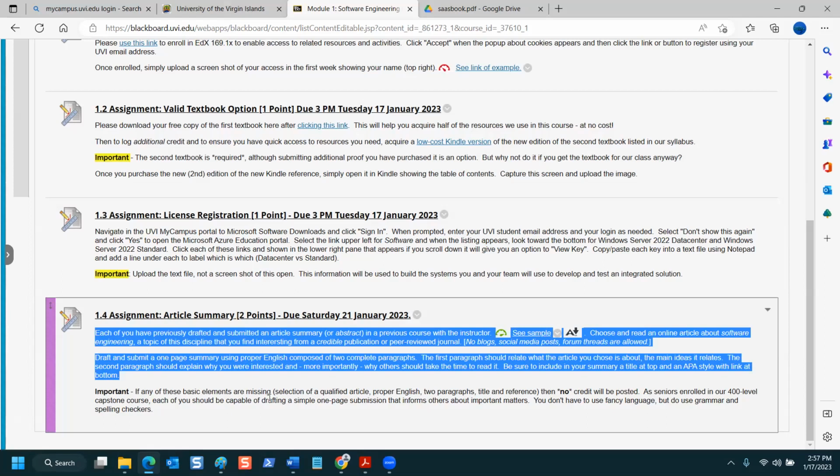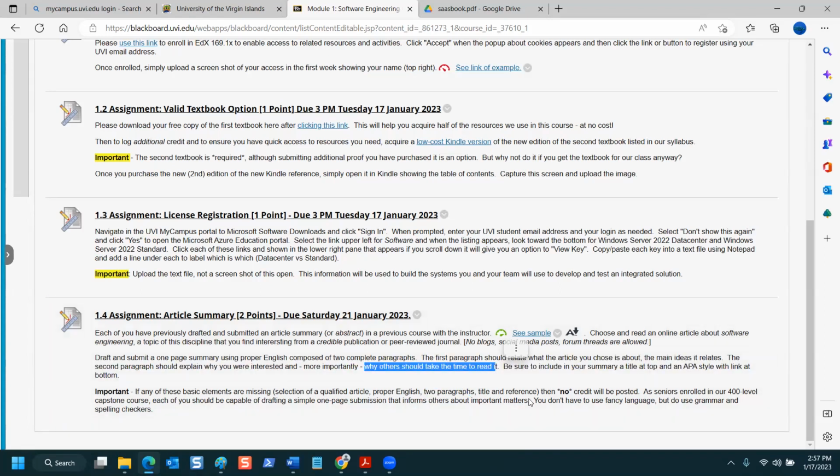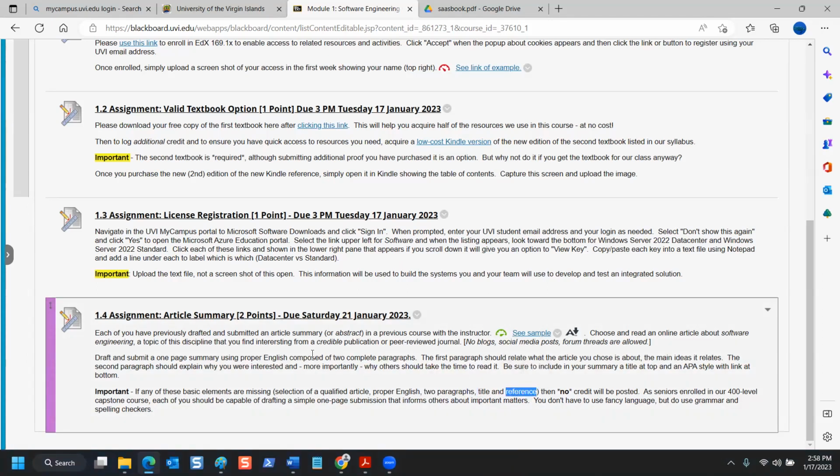There's just 2 paragraphs, and essentially you want to have a qualified article, meaning it's about software engineering. It needs to be written in proper English. 2 paragraphs. The first paragraph is about the article itself, the content of the article. The second paragraph is why others should take the time to read it, why you're interested in reading it, just like we had before. You have a title at the top and you have a reference at the bottom, and that's it. So those criteria are each worth a half a point. Title and reference, 2 paragraphs, proper English, the fact that it has something to do with software engineering, right?